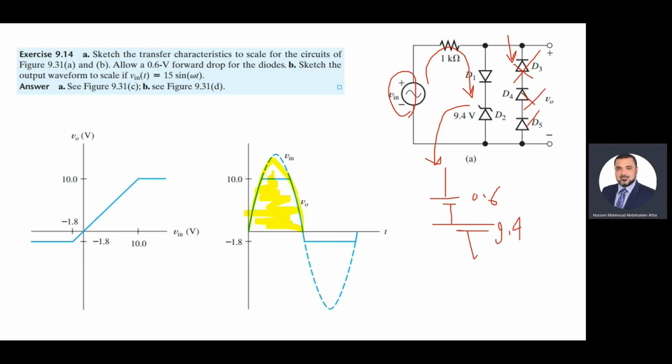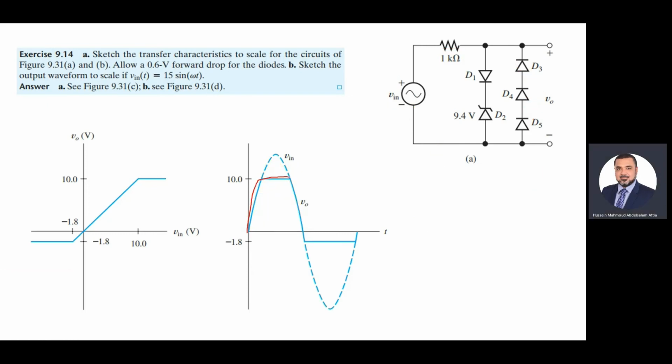Look at the polarity again. Plus, negative, plus, negative. What is V out, Shabab? V out equal to 10. So in the first half cycle, V out equal to 10, as you have seen.